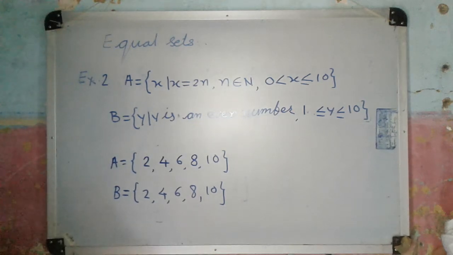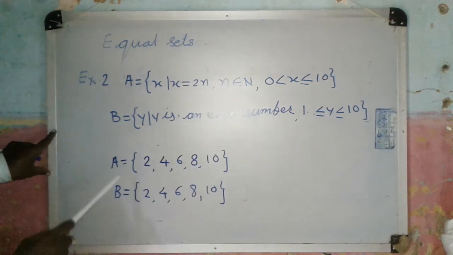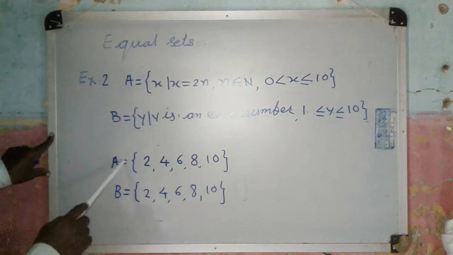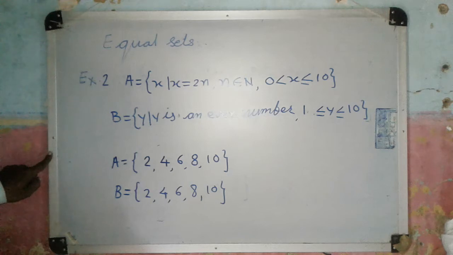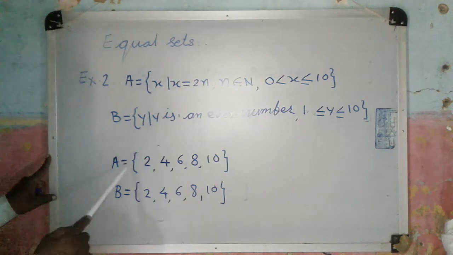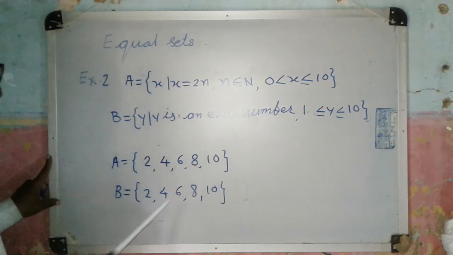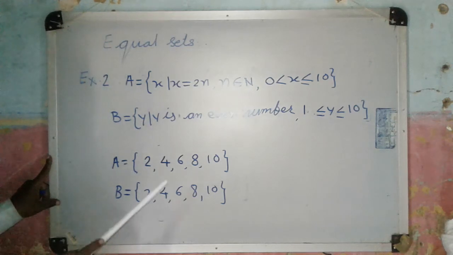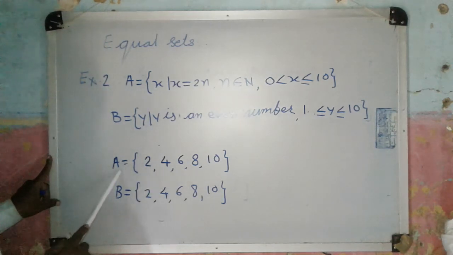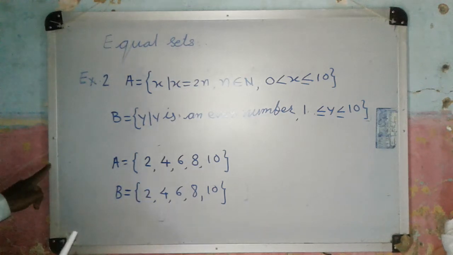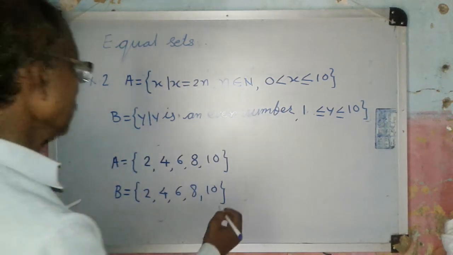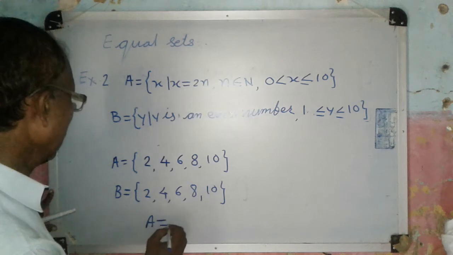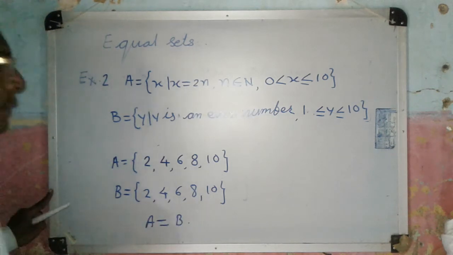That means if you observe the elements of A and B, in both the sets, elements are the same. All elements of set A are the elements of set B. And all elements of set B are elements of set A. Therefore, set A and set B are equal sets. That means A is equal to B.